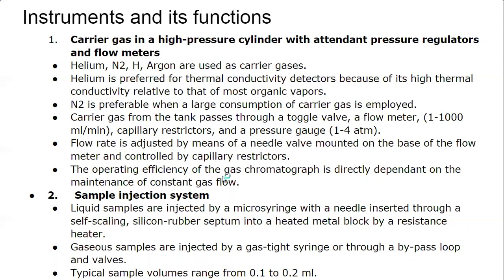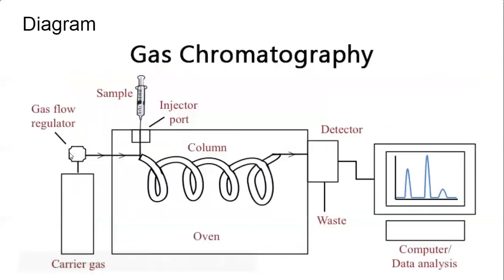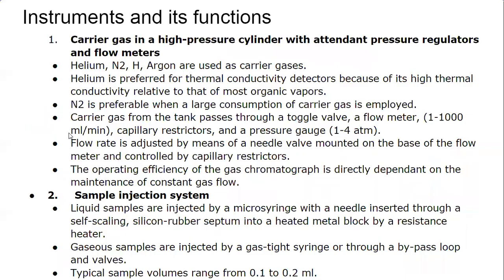The operating efficiency of the gas chromatograph directly depends on the maintenance of a constant flow of gas. That means we are supposed to not fluctuate the flow rate of gas. So throughout our experiment, we need to maintain a uniform gas flow rate. Okay, so the gas flow rate is directly proportional to the efficiency of the chromatograph.